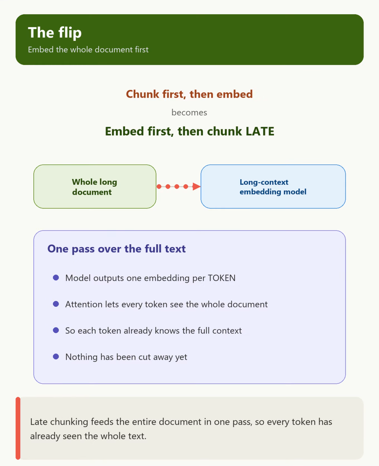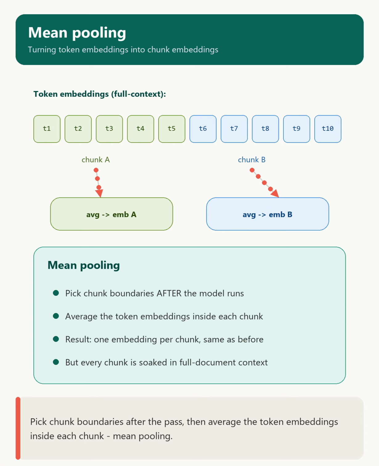Late chunking flips the order of operations. The name says it all. Instead of chunk first then embed, you embed first and chunk late. You feed the entire long document into a long context embedding model in one pass. The model produces one embedding for every single token, and crucially, each token has already seen the whole document through the attention mechanism. So how do we get chunk embeddings out of that?